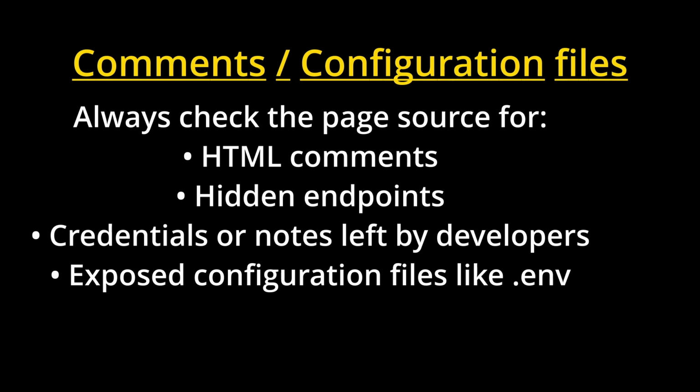The second one is comments or configuration files. Sometimes developers forget to remove the comments where some hidden information is provided, like some credentials or notes left by the developer. They forgot to remove this comment, so you can check the source code of each page to find this kind of information. Also, you can check the exposed configuration files like the .env file. Sometimes you will find this kind of sensitive information exposed online, like these configuration files. So you must search for them.